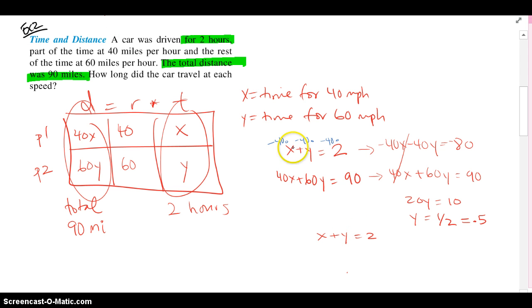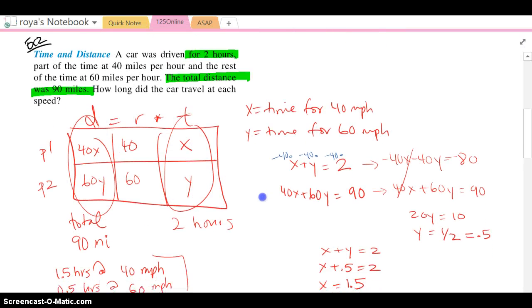We just solved by the elimination method again to get rid of the x's. I wanted the coefficients to match up. So y is equal to 1/2 or 0.5. So subtracting 0.5 from both sides gives us 1.5. And then I'll go answer the question based on what it was saying.